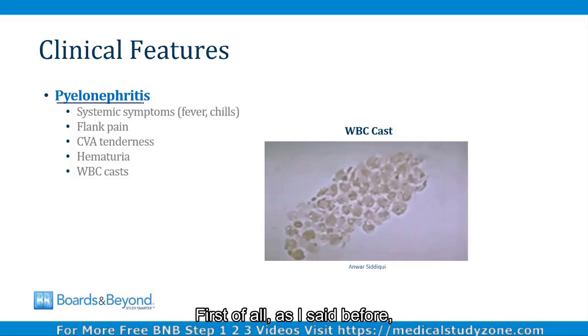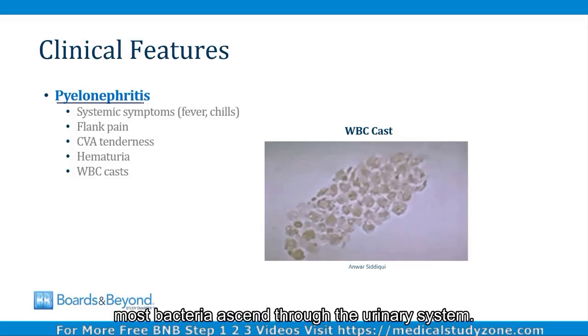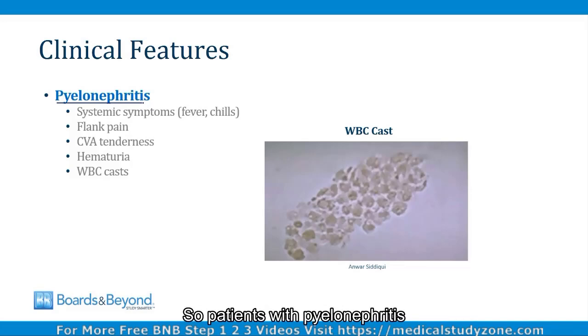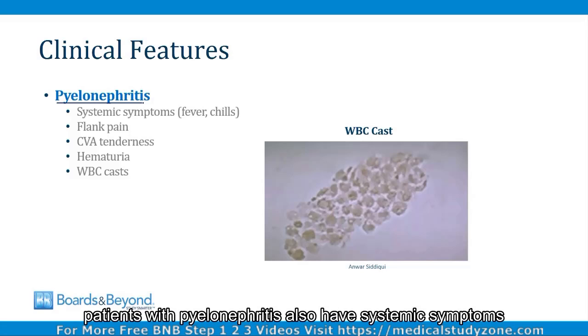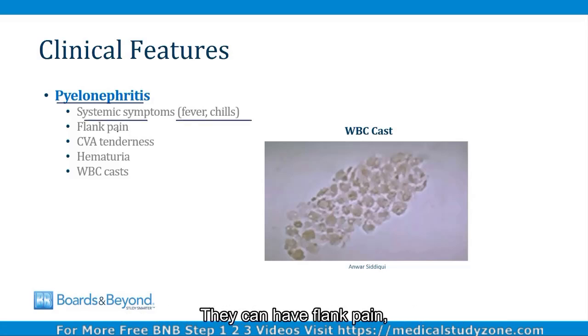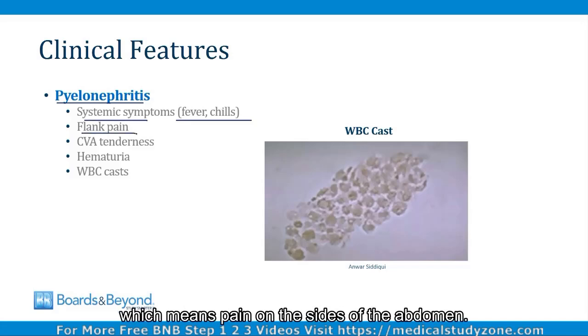First of all, as I said before, most bacteria ascend through the urinary system, so patients with pyelonephritis often also have symptoms of cystitis. First they develop the cystitis, then the bacteria climb into the kidneys and they develop pyelonephritis. But beyond the clinical features of cystitis, patients with pyelonephritis also have systemic symptoms like fever and chills. They can have flank pain, which means pain on the sides of the abdomen.